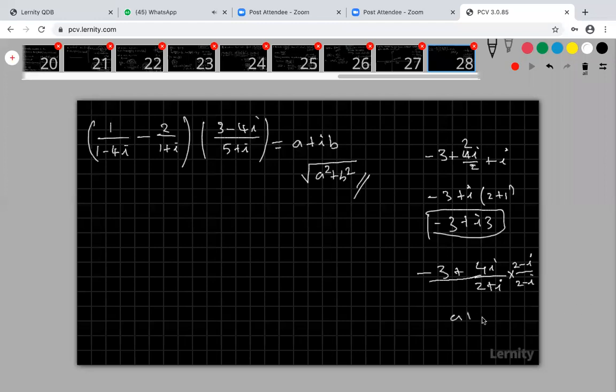You will get an a plus ib form. This is correct: minus 3 plus 4i divided by 2 plus i. Take the conjugate. Multiply the conjugate in numerator and denominator. Simplify. You will get an a plus ib form. That's all. That is a complex number only. Are you okay? Yeah. Are you okay, Vignesh? Are you okay, Yalini?